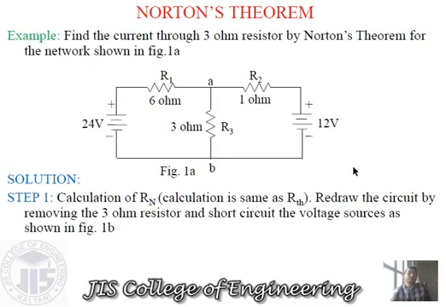Whenever we are going to find the overall resistance of the circuit, obviously we have to look from the load side. So which one is our load? Our load is the 3 ohm resistance, or this R3 resistance. So obviously we have to remove this resistance, and replace these sources by their internal equivalent resistance.